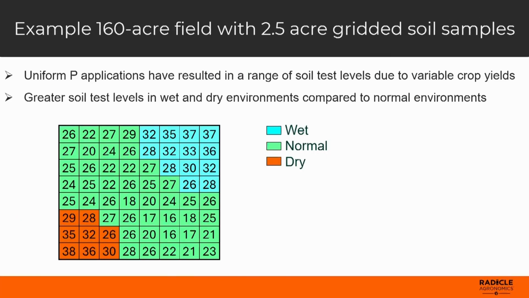Okay, so here's an example. This is a quarter section. It's a square quarter section. There are not a lot of those around, but it's easy for demonstration purposes. It's 2.5 acre gridded soil samples. You're going to hear nothing but bashing about 2.5 acre grids from all the other presentations, and I do agree with them.